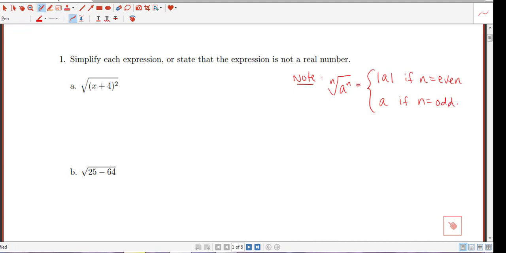Alright, so let's just look at part A. Notice that you're given a square root, which is the even root. So this is going to equal, should we put the absolute value or not? Yes, we do, because you have the square root of x plus 4 whole quantity squared. So it is going to be the absolute value of x plus 4. And that's the answer. I don't know why I just wrote that in red. I apologize. Alright, let's go to the next one.